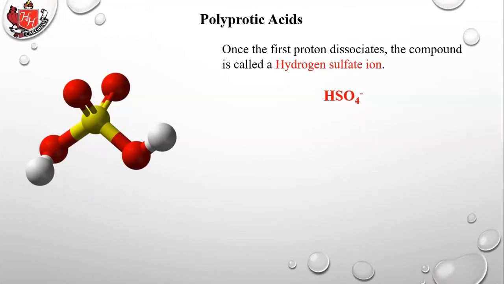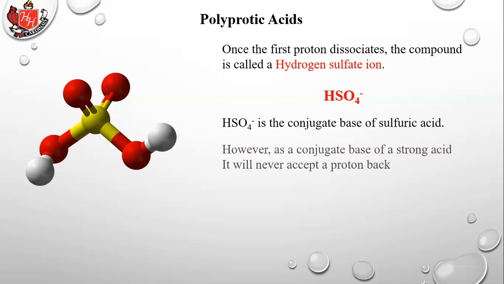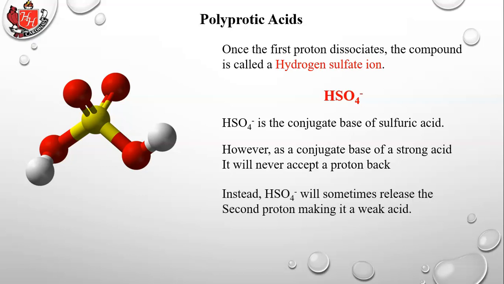Once the first proton dissociates, the compound is called a hydrogen sulfate ion, HSO4-. HSO4- is the conjugate base of sulfuric acid. However, a conjugate base of a strong acid will never accept a proton back. Instead, HSO4- will sometimes release the second proton, making it a weak acid.